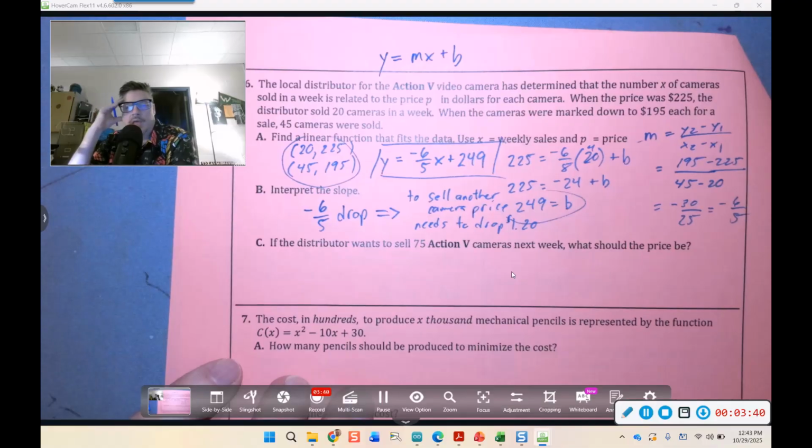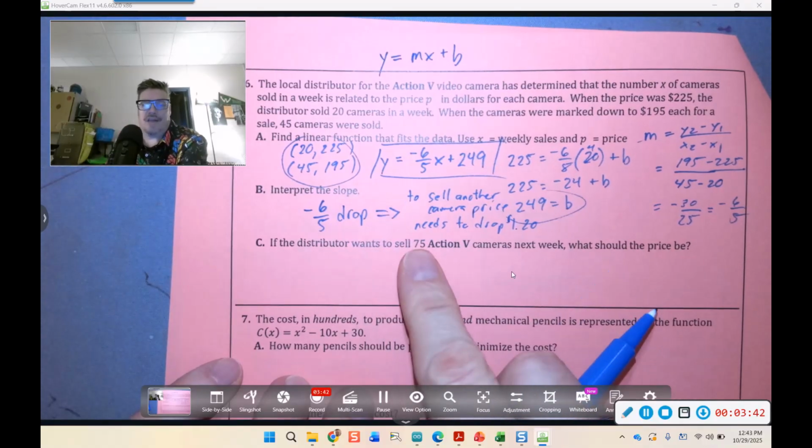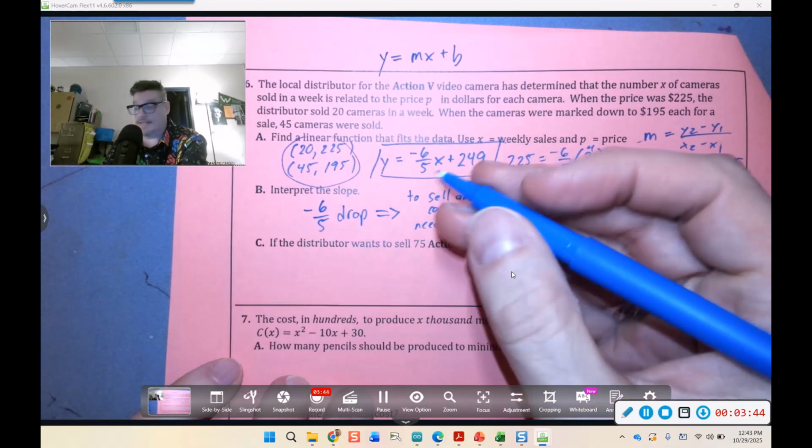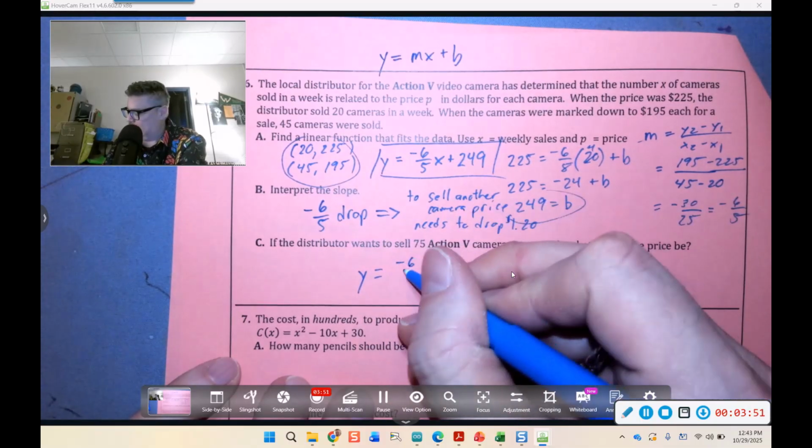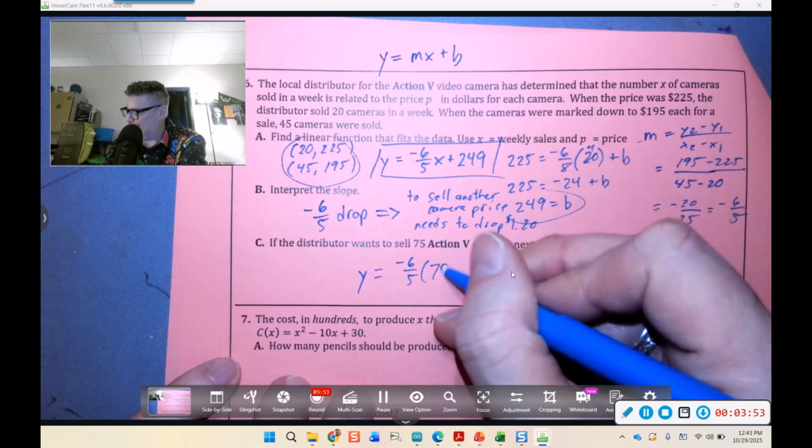Okay, so if I want to sell 75 cameras, well, let's see what this price has to be. Or let's see what I should set the price as. So -6/5 x, I'm going to plug in a 75.